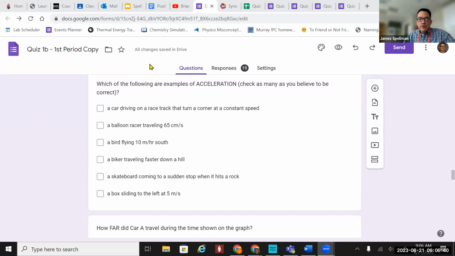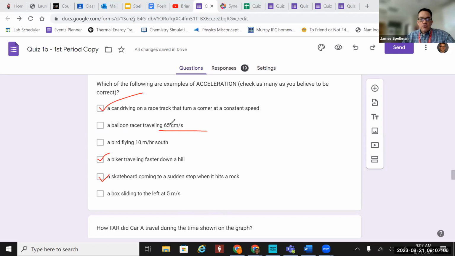Acceleration is a change in velocity or a change in direction. So effectively, it's a change in velocity, which includes speed and direction. So we've got 3 accelerations on here. If I turn the corner, you're accelerating because you're changing direction. If we're going down a hill, we should be changing our speed. And if a skateboard comes to a sudden stop, it's also accelerating, it's decelerating.